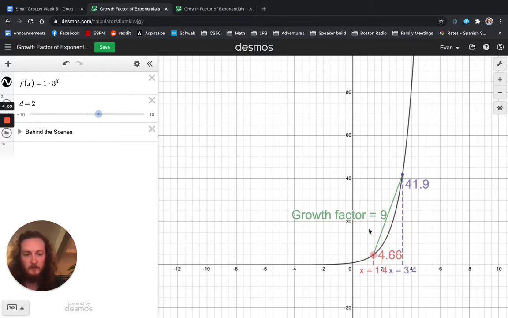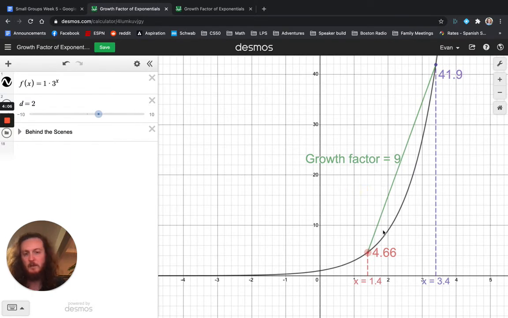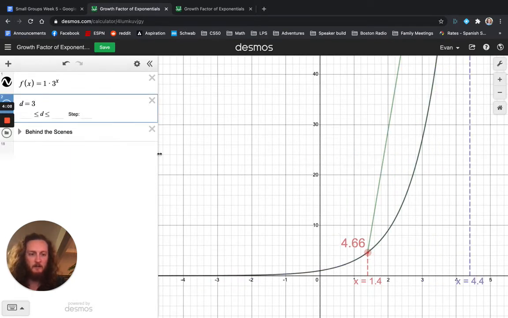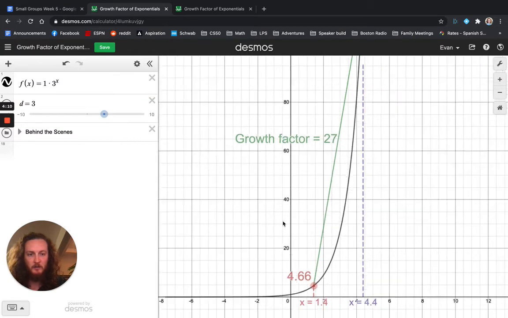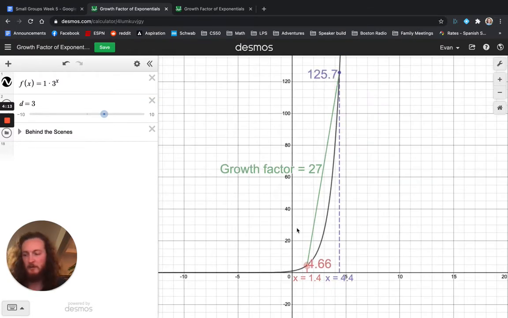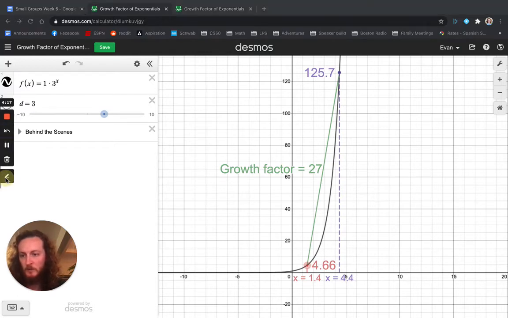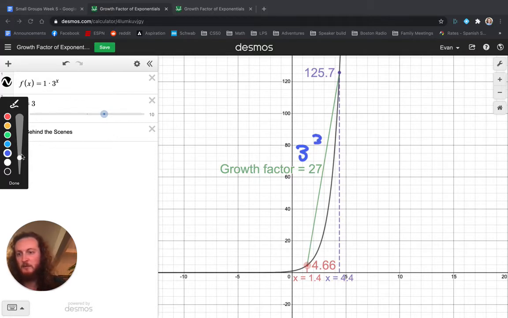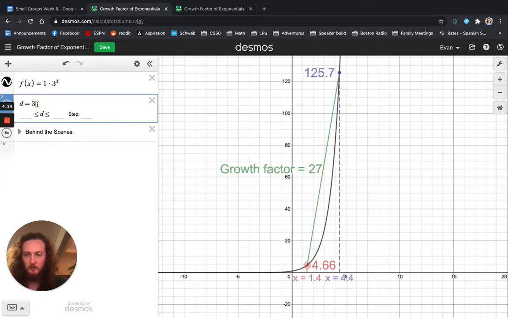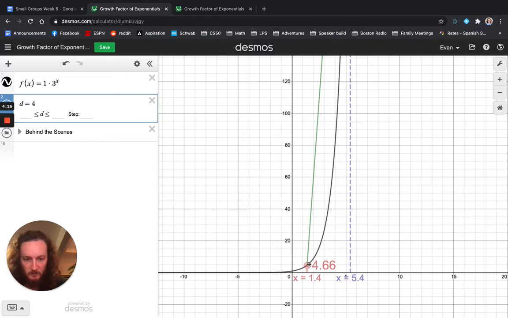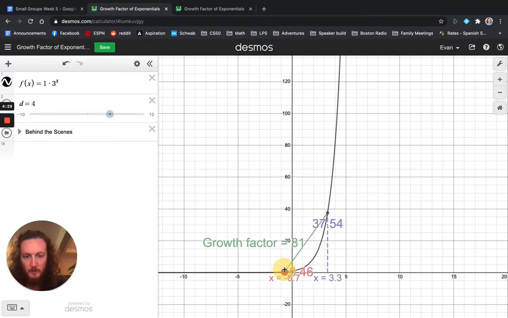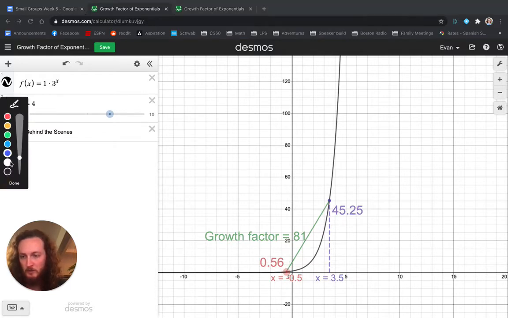Here's where things get really trippy. And just for the record, if we had a distance of 3, my guess is you're not surprised that the growth factor is times 3 times 3 times 3, or 3 cubed. If we had a distance of 4, the growth factor would be 3 to the 4th power, and this is now getting very, very large indeed. But here, this is a growth factor of 81, or in other words, 3 to the 4th power.